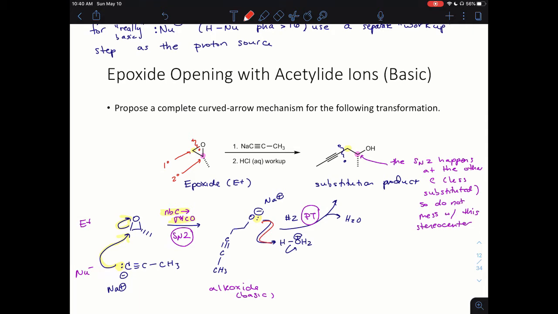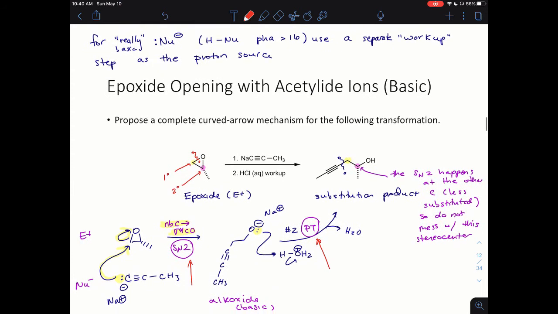All right, so go ahead, protonate to generate the OH bond, and we have the product. Same exact steps as before: SN2, proton transfer. But for this pretty basic nucleophile, where it has a conjugate acid with a pKa of greater than 16, recall we said terminal alkyne, the pKa is 25. So because of that, we have to keep it separate from the proton source. So once the attack has occurred, then you add the acid. But it's still SN2, proton transfer.